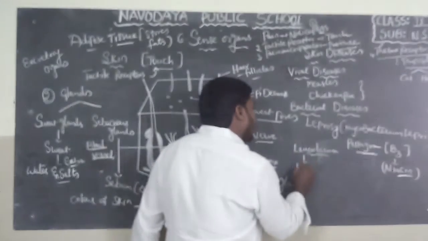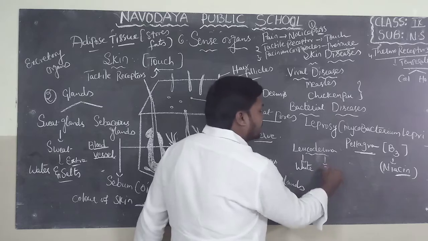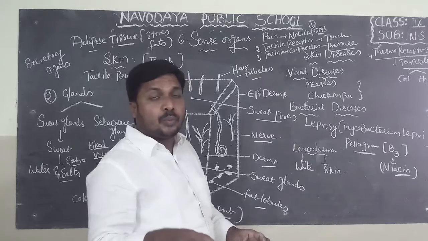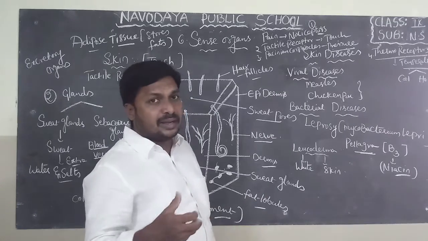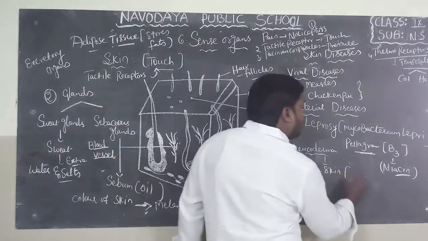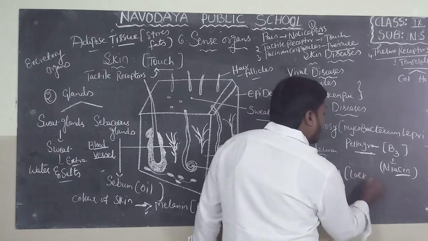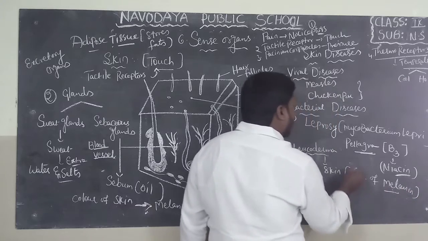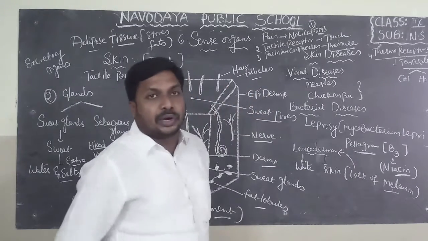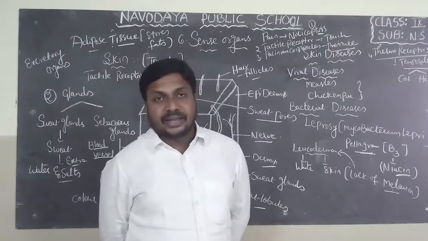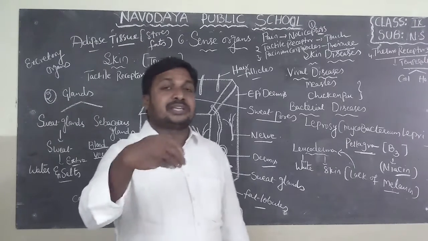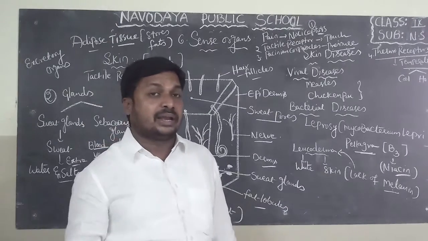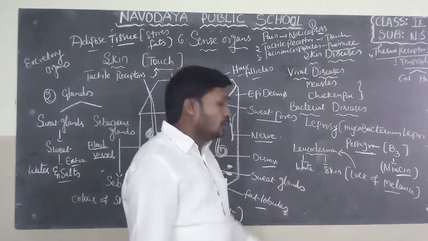Leukoderma. Leuko means white, derma means skin. If you observe some people, we can find white skin. What is the reason? It is due to lack of melanin pigment. Lack of melanin pigment causes a disease called leukoderma. In such people, the hair also will be a faded color like white or a different color. That is called leukoderma.